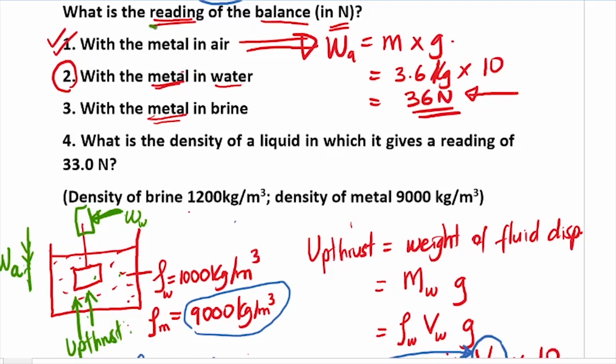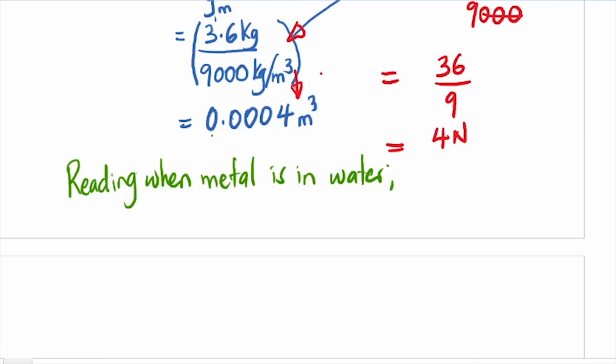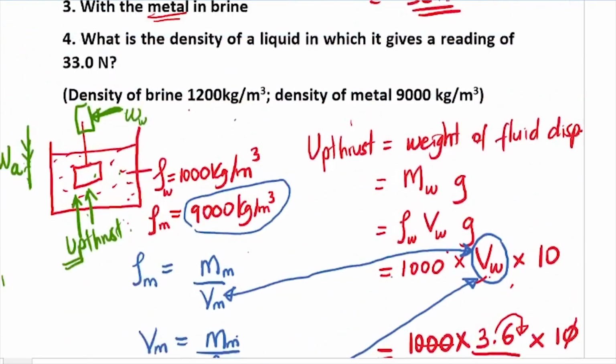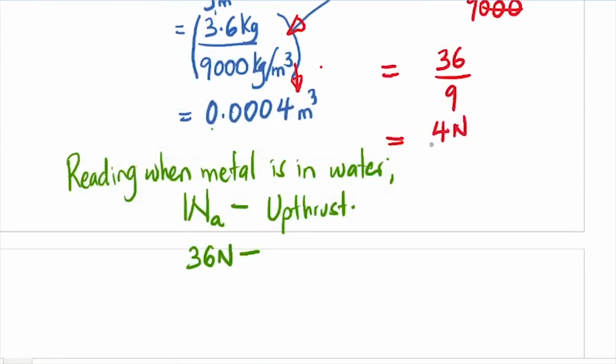So this is what we mean when they ask what is the reading of the balance in newtons with the metal in water. So we come here and say that the reading of the metal when it's in water is given by the weight when the metal is in air minus the upthrust. The weight in air was already given before, and that was 36 newtons. Minus the upthrust, which we already got as 4 newtons. So 36 minus 4 is going to give us 32 newtons. So this is the weight or the reading of the metal when it's in water. This is also called the apparent weight in water.